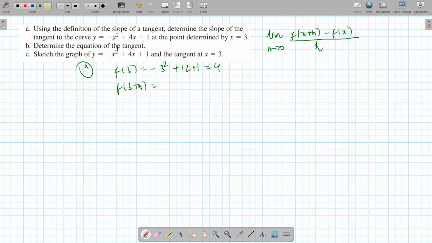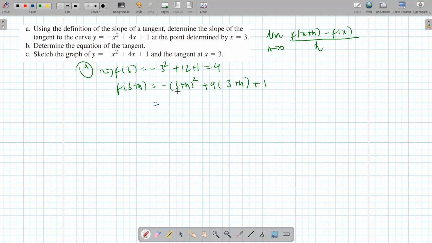You see, wherever you see an x, you're going to replace that with 3 plus h, like that. There are multiple x's there. You've got to replace all those with what you see in the bracket. Like here, we replaced this x with a 3 and this x with a 3 to get a 4 at the end as the final answer. Same thing with the 3 plus h.